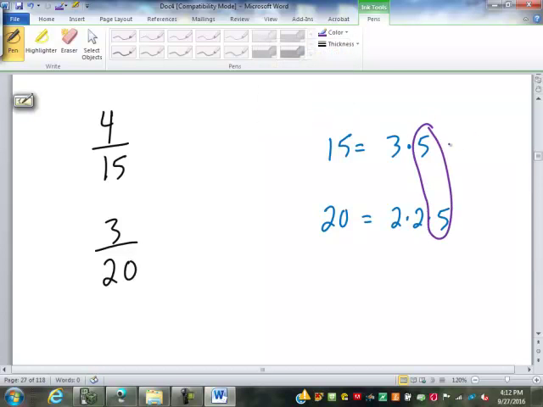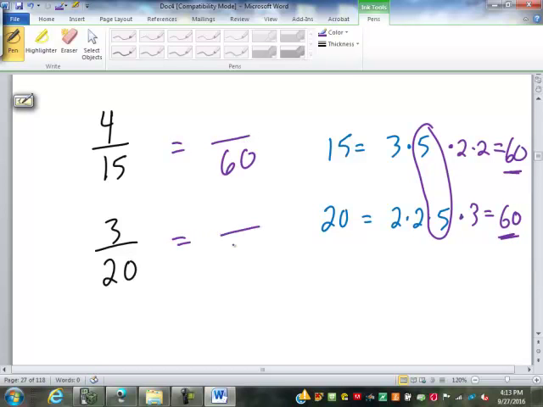What's this top number need? 2 more 2's. What's the bottom number need? A 3. If I multiply this back out, I get 60. Multiply this back out, I get 60. I always double check to make sure I get the same thing. So these are going to convert into 60ths. Now all I asked you to do is to find that common denominator. Let's go to the next step.